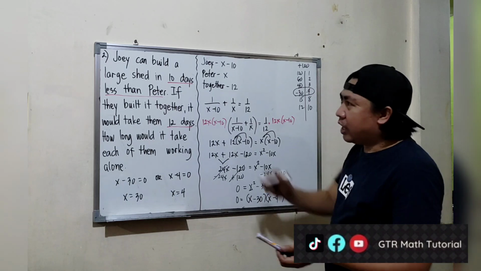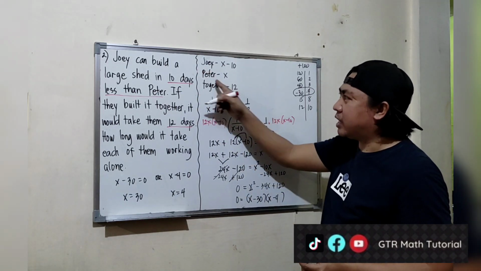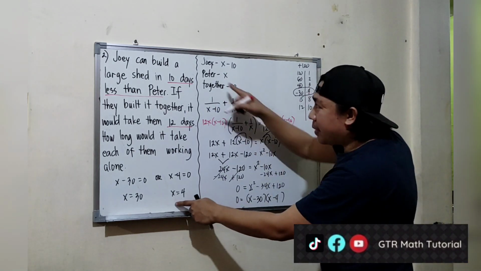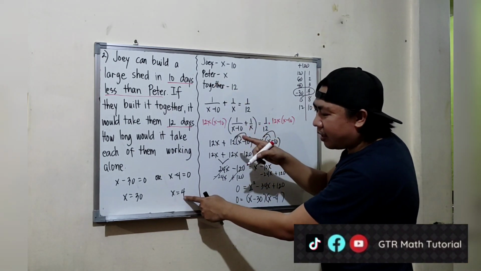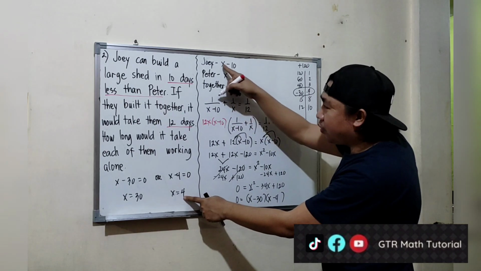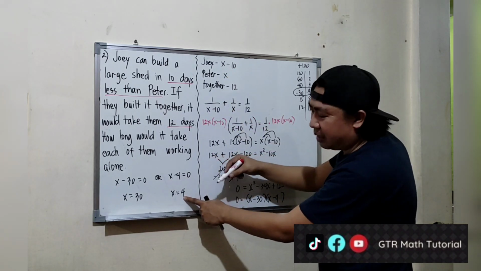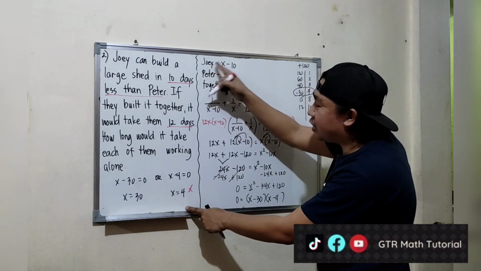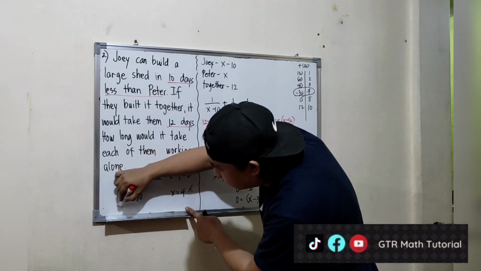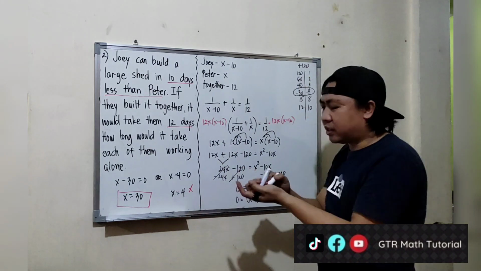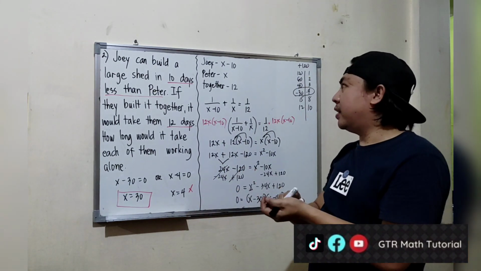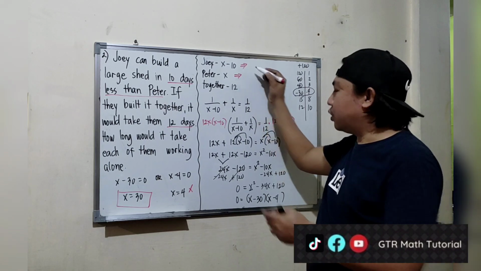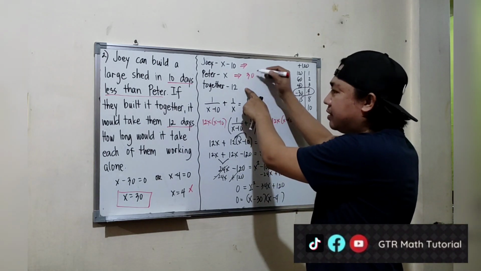The rate of Joey is x minus 10, and the rate of Peter is x. So if the rate of Peter is 4, the rate of Joey, x minus 10, becomes negative. So this cannot be the answer because Joey's rate would be negative. Therefore, the only answer is x equals 30. So the rate of Peter is 30 days.